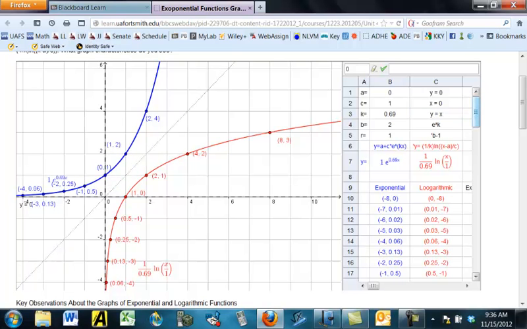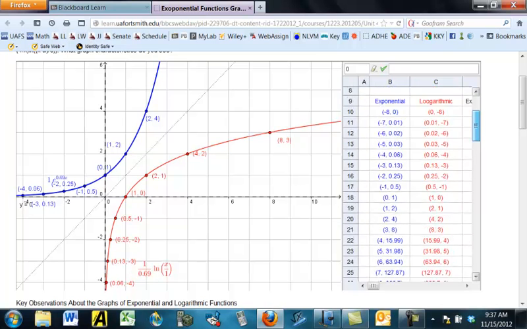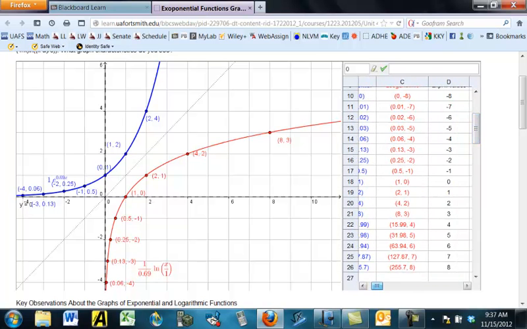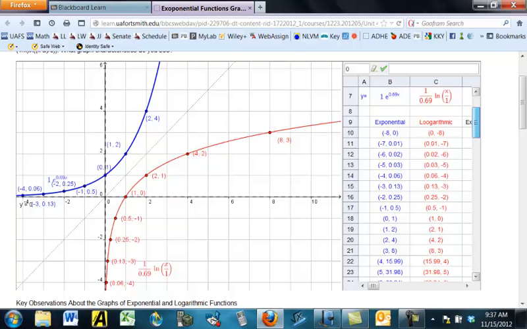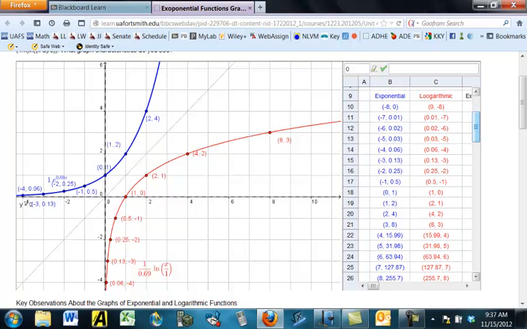Over here, if you look in the table, you can see the formula for where we are. The blue graph is y equals 1 times e to the 0.69x, and the red graph is y equals 1 over 0.69 times the natural log of x over 1. Here are some x and y values. These are controlled by these points here. If you want different ones, you can type in new numbers in these black numbers, and those will be the x's for the exponential and the y's for the logarithmic. And we can see these swaps.